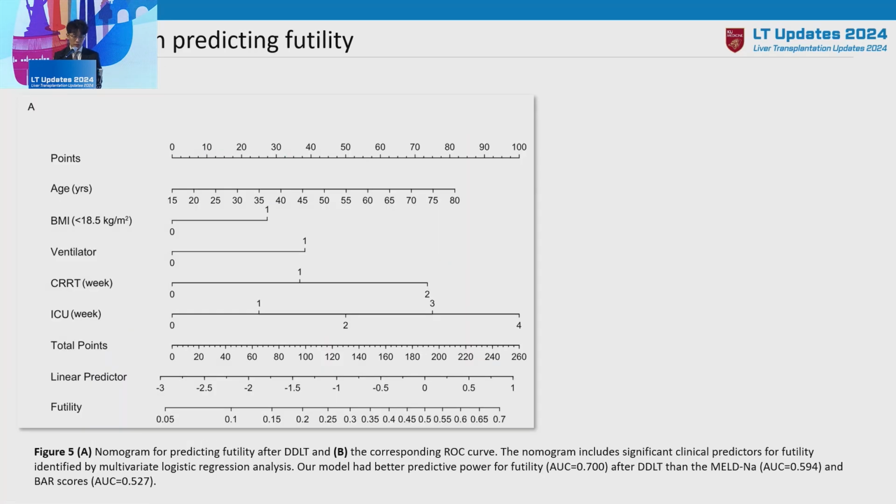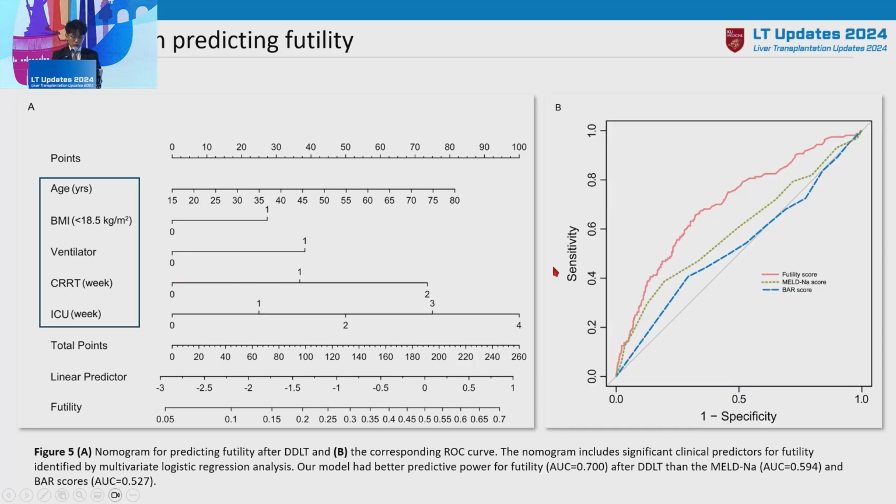This figure presents a nomogram developed to predict futility after deceased donor liver transplantation. The nomogram included significant clinical predictors identified using the multivariate analysis. And this figure is an ROC curve assessing the predictive accuracy of the model. This model had a better predictive value for futility after deceased donor liver transplantation than the previous models, the MELD-sodium score and BAR, the balance of risk score.